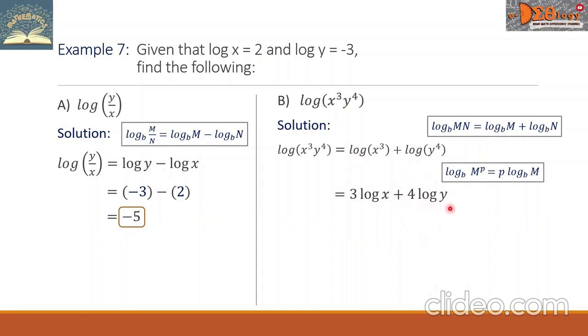We now substitute the values for log x and log y respectively. For the log x, the value is 2, so we have 3 times 2 plus 4 times the negative 3, since log y is negative 3. Then we simplify the products respectively. 3 times 2 is 6. 4 times negative 3 is negative 12. 6 minus 12 is negative 6. This is the answer for problem B.